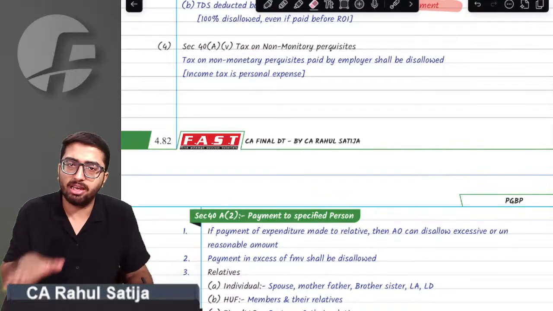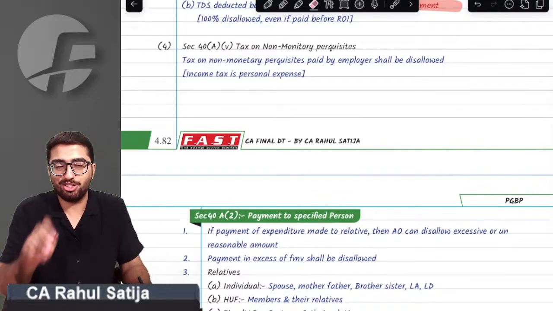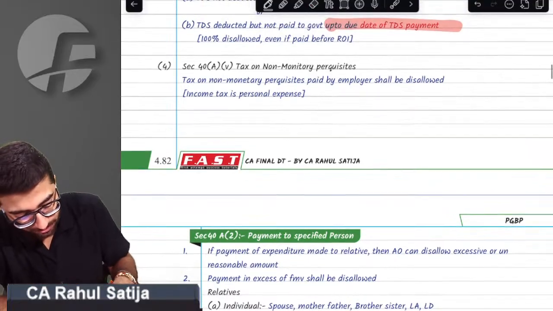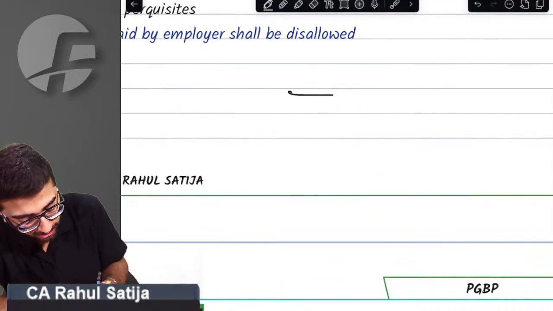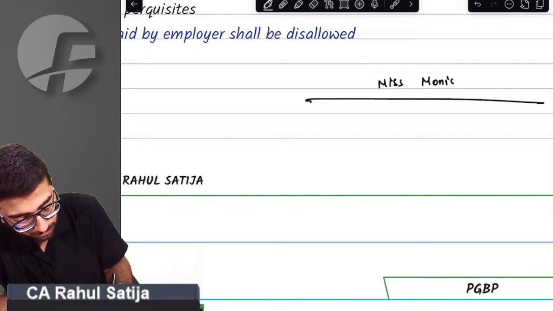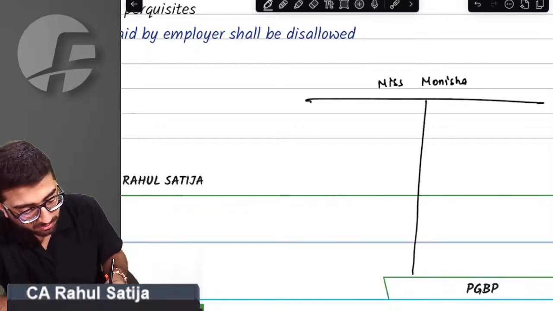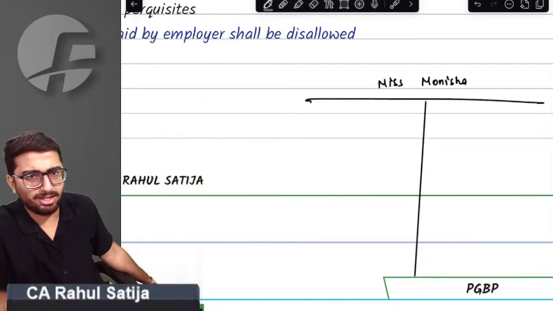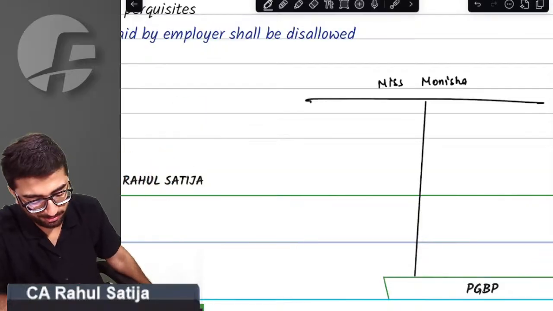If it is clear, then I have a question to make. I want all of you to answer this. Sir, for example, we have Miss Monisha. This is Miss Monisha's P&L. Sir, you have to answer this question. It is a beautiful question. You have to answer it.